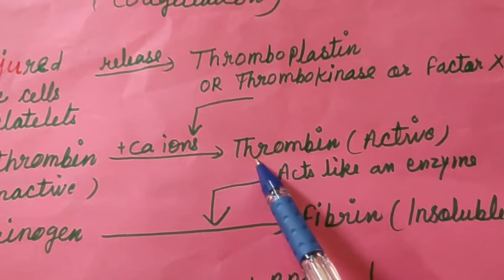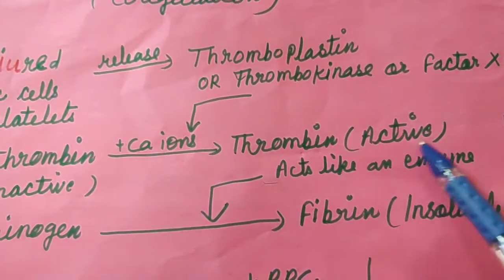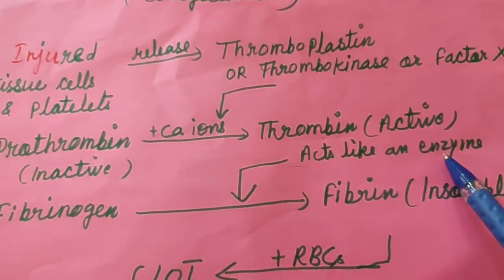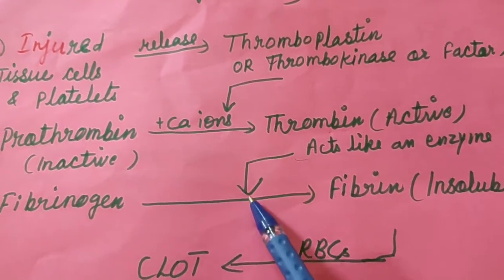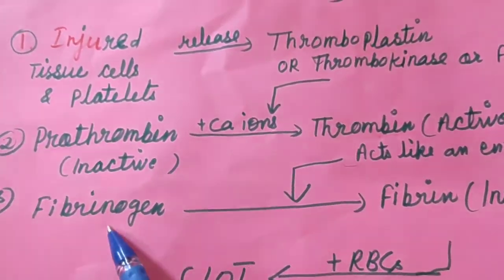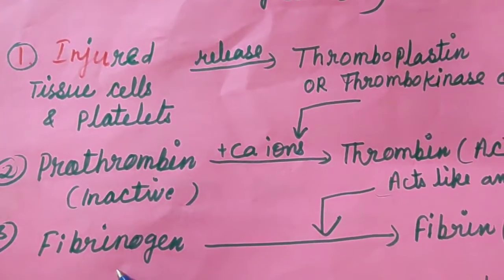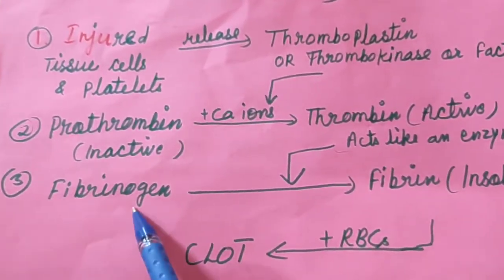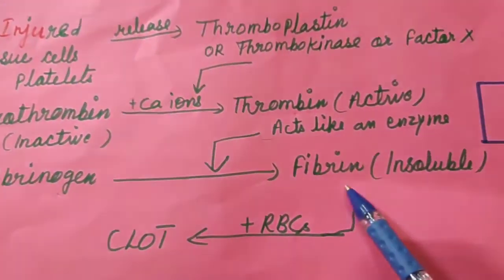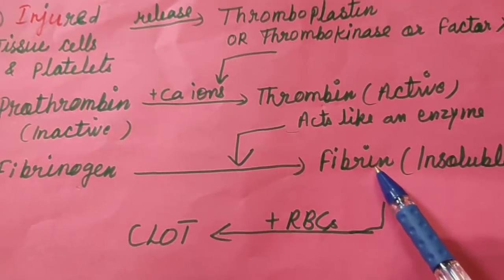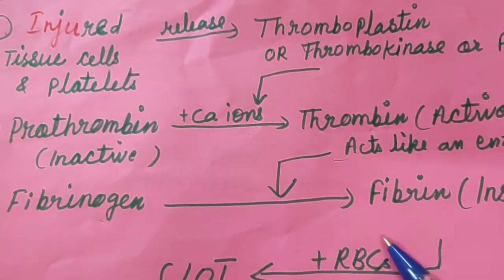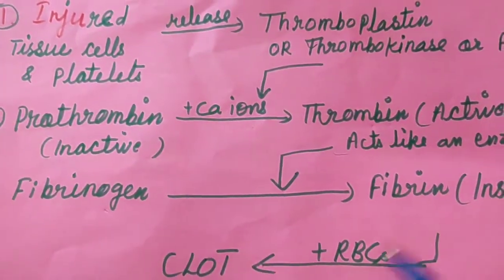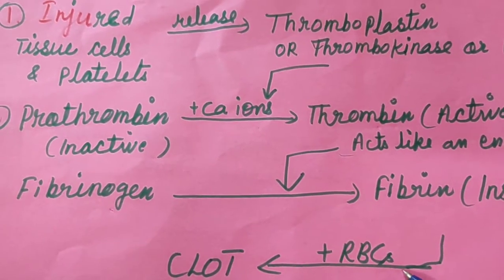Now thrombin is a substance that is in active form. Thrombin acts like an enzyme and in the presence of calcium ions will convert fibrinogen, in the soluble form, into insoluble form, fibrin. And blood cells are trapped in the network of fibrin. Which blood cells? RBC, red blood cells.